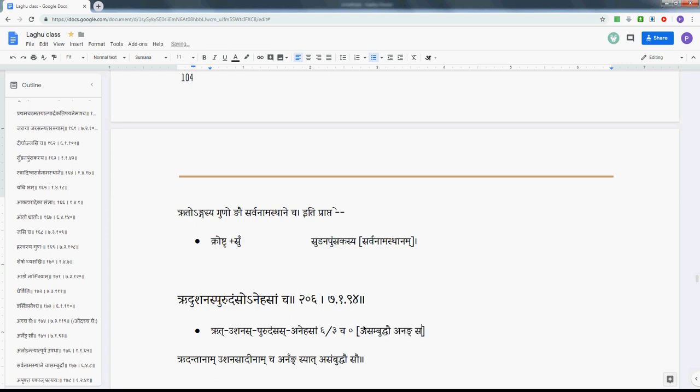Anang. Sau. When Su follows, Saptami Ekavachana. Anang is the adesha. Nakara is it. And it is Anang. An is the adesha. Then asambuddhau sau. And obviously here we'll add Angasya, which will become Anganam. Angasya is the anuvritti, which will take vachana parinama, and it will go hand in hand with this Anehasam ending. Rut Ushanas Purudamsas Anehasam.